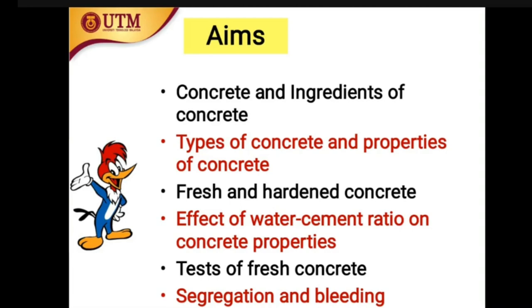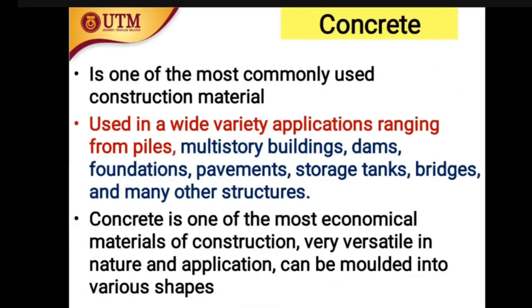Then we will talk about concrete in the fresh state and in the hardened state. There are two different states of concrete. Then the effects of the water cement ratio, because when we want to adjust the properties of concrete, this is the main important parameter. Then the tests normally used in industry for fresh concrete, and also some types of segregation and bleeding in concrete. Like I mentioned earlier, concrete is one of the most commonly used construction materials.